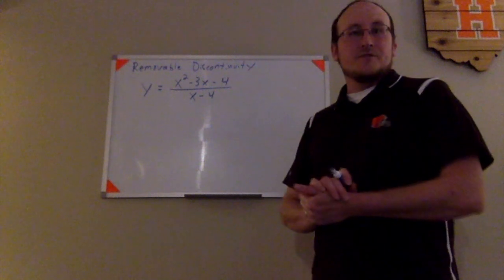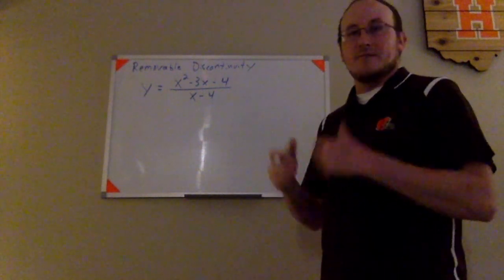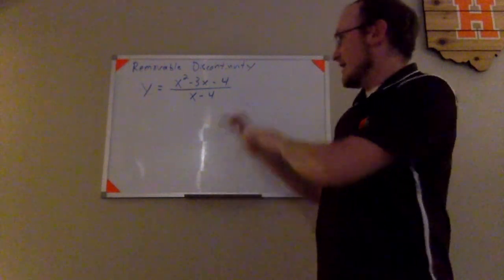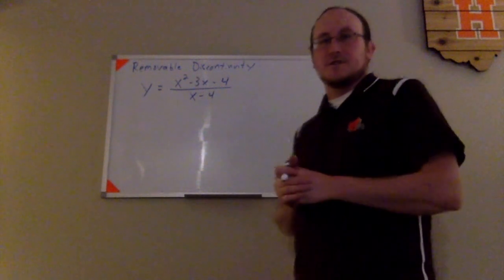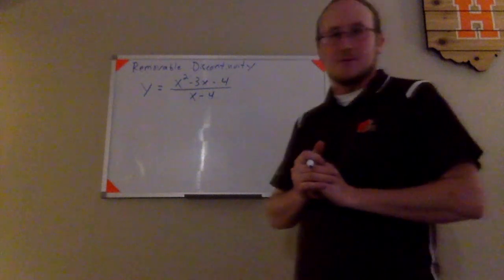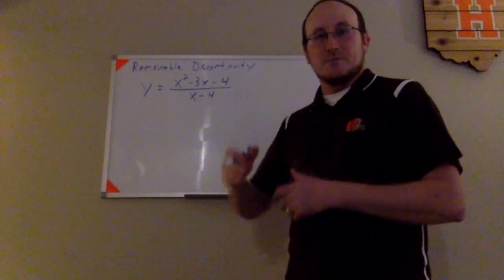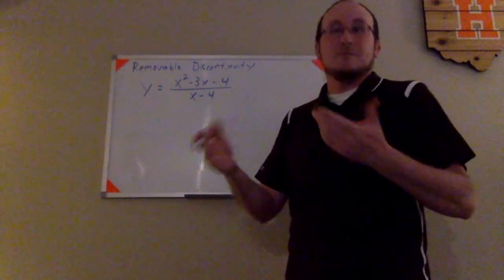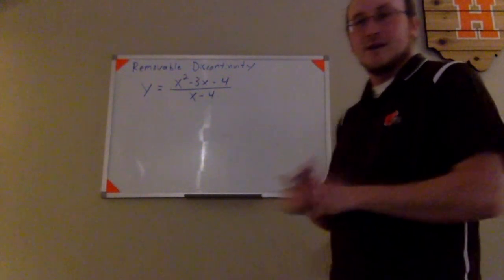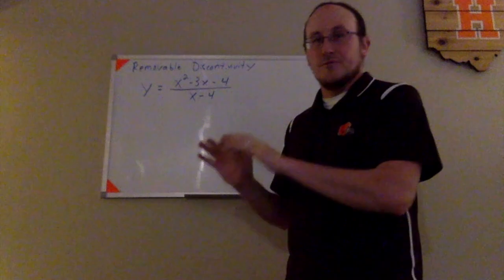So here I have a rational function that I'm going to use to illustrate a removable discontinuity. As a matter of fact, that's the only type of discontinuity that this particular function has. That's why I've chosen it for this example. But certainly, as we move into some other functions, they can have both removable and non-removable discontinuities, and I'm sure you'll come across several examples of that. But this one here, just for now, removable only.